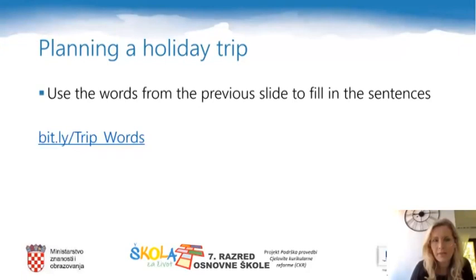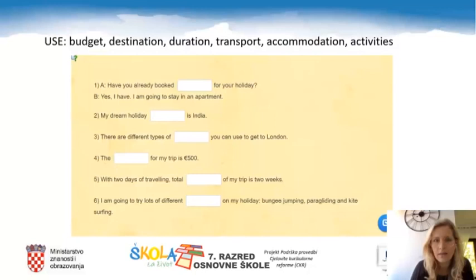Now that we have learned some vocabulary necessary for our today's lesson, let's do a quick revision activity before we move on to the next step. In the activity, you have to use words from the previous slide to fill in the sentences. You can pause the video now and copy this link to your device. In the activity, you have to use words budget, destination, duration, transport, accommodation, and activities. Let's take a look at the sentences together.